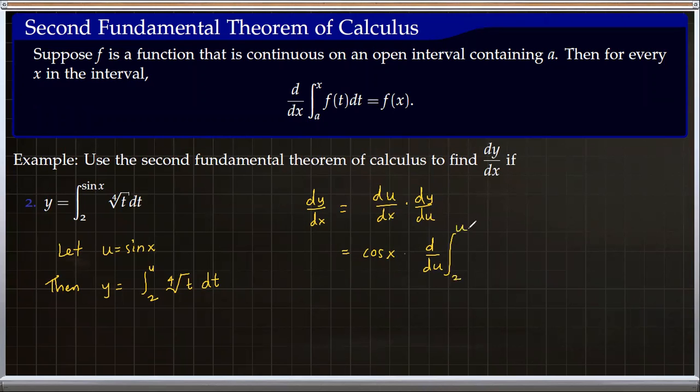So the integral from 2 to u of the fourth root of t dt. And now applying the second fundamental theorem of calculus, this second part comes out to be the fourth root of u. And now we can finally have our answer in terms of x, because we know what u is in terms of x. u is simply sine x. We get this. So therefore, dy by dx equals this expression.